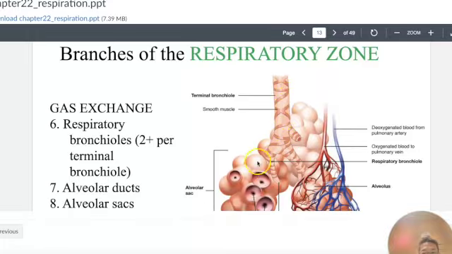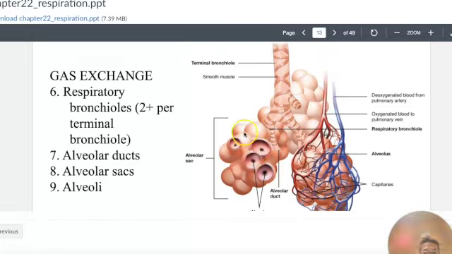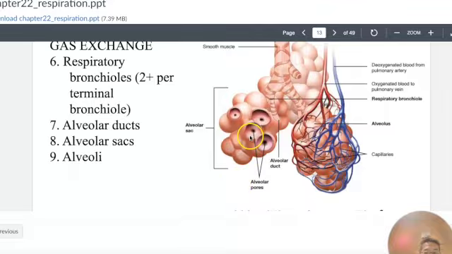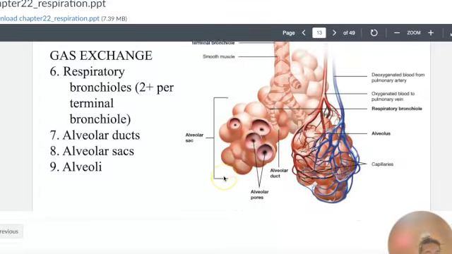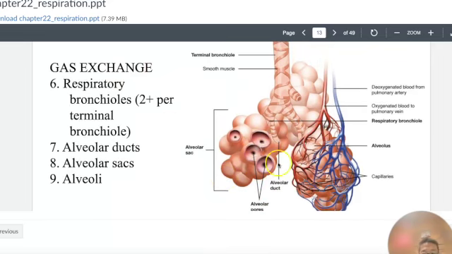And finally, it will enter these things called the alveoli. So this whole bunch is called the alveolar sac. Each individual one is called an alveolus, and each one is connected with alveolar pores. This is where gas exchange happens in the alveoli. The reason you have these pores is so that each one is connected, so that it doesn't collapse. It will maintain the pressure.